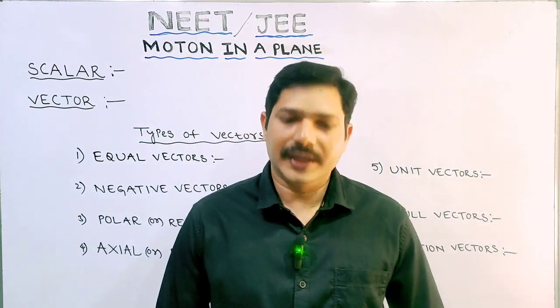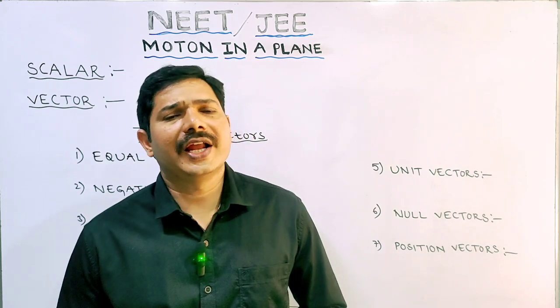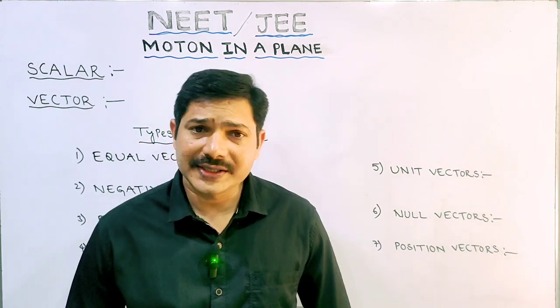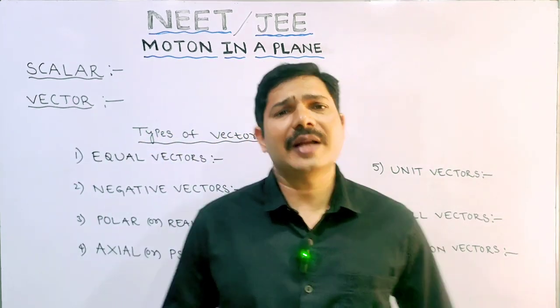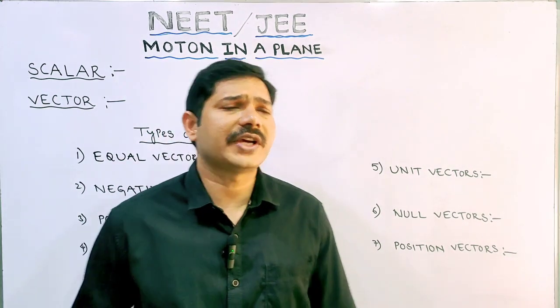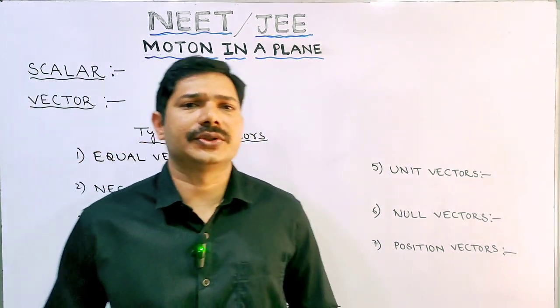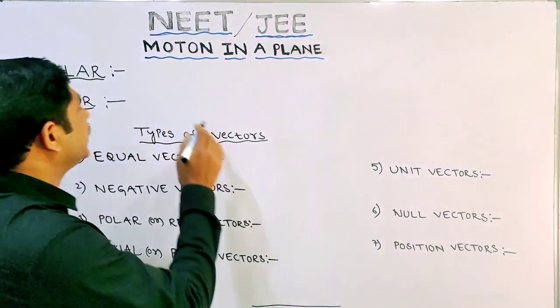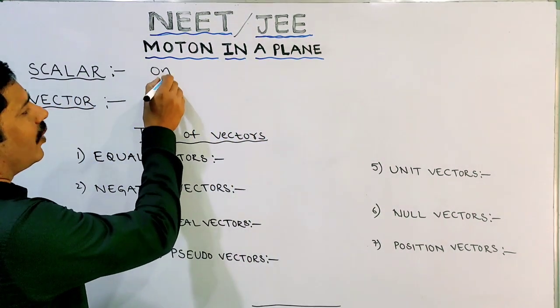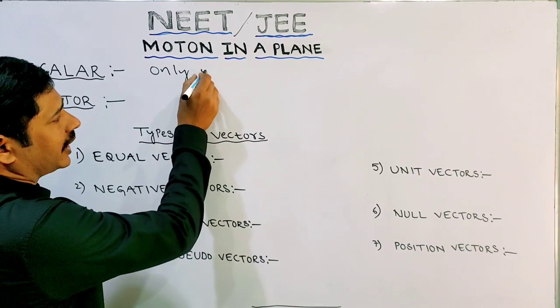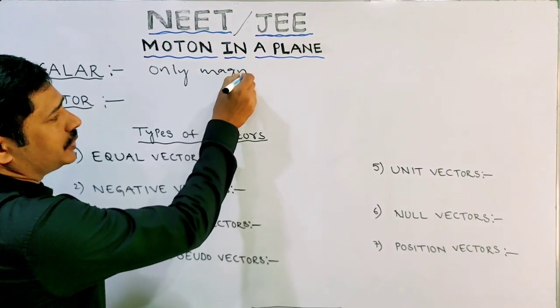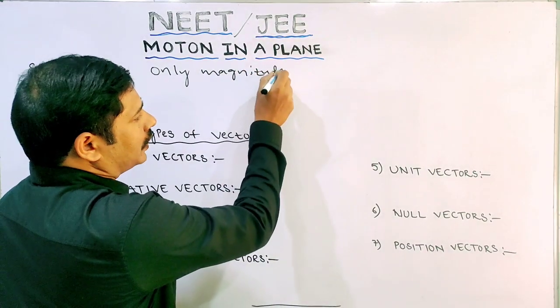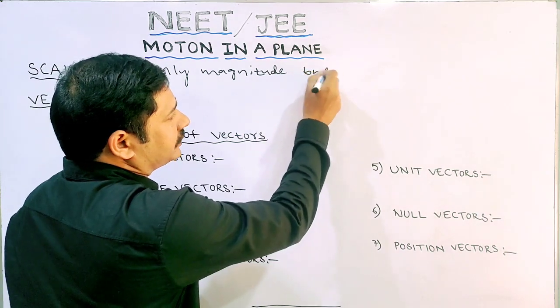Here, scalar quantity means what? Scalar means the quantities which have only magnitude. There is no direction, only magnitude. Such quantities are called scalars: only magnitude, but no direction.